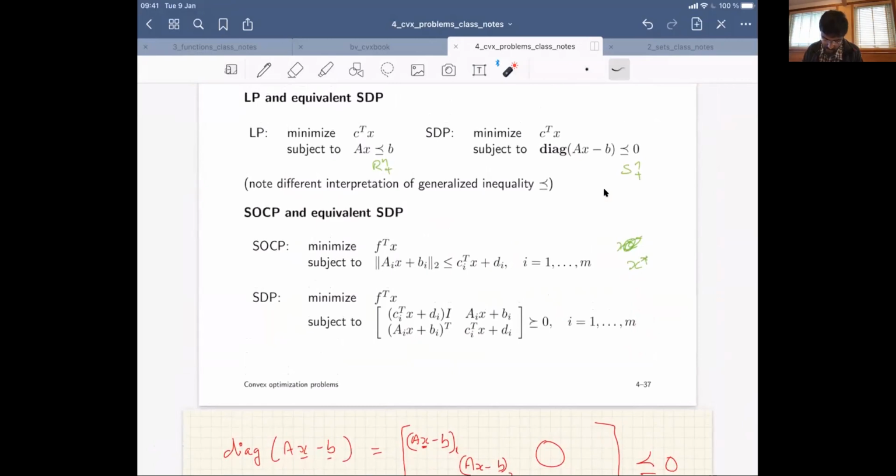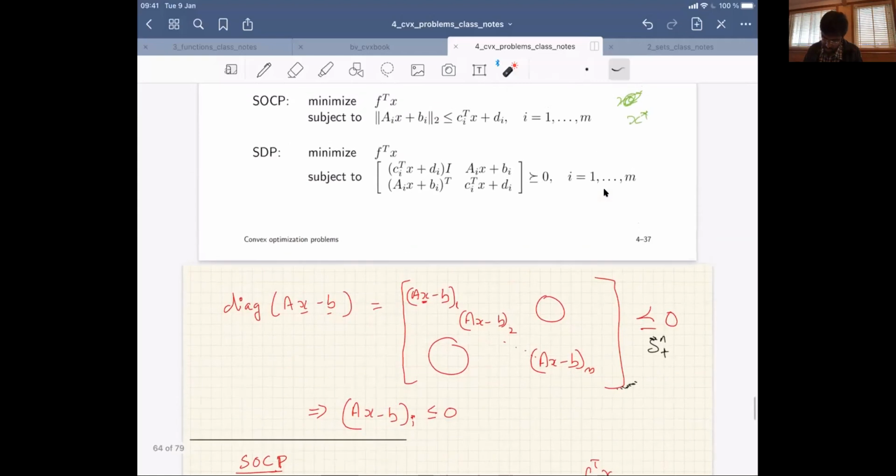So I will rewrite SOCP as an SDP, where the objective function is the same, and this constraint I rewrite as a matrix inequality like this. We'll see how these are equivalent. Now what we are saying is, this is a symmetric matrix, and that it is positive semi-definite. So how can we say this?